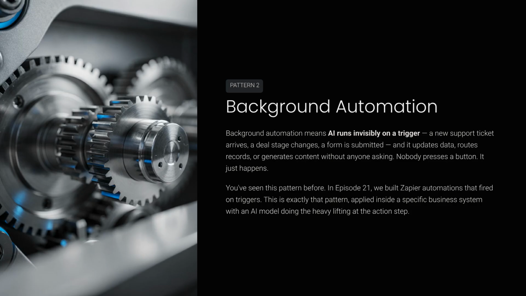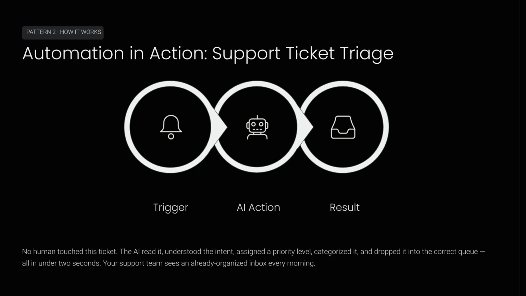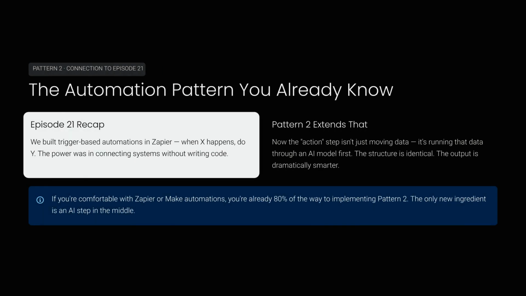Our second pattern is background automation. Here, AI runs invisibly based on specific triggers, such as a new support ticket, performing tasks without any manual user action. In this triage example, the AI automatically reads an incoming ticket, assigns a priority, and routes it to the correct department within seconds of arrival. When you've used automation tools like Zapier before, you're well equipped for this pattern. The only difference is the addition of an AI model to the action step.